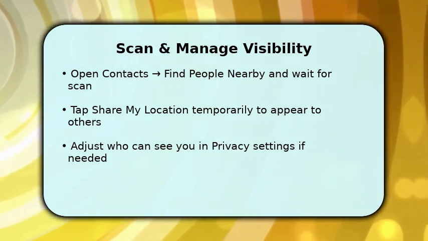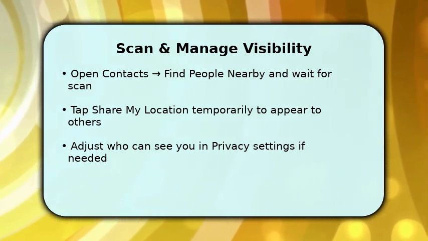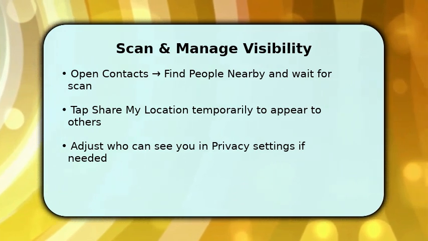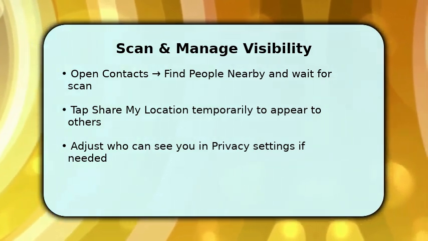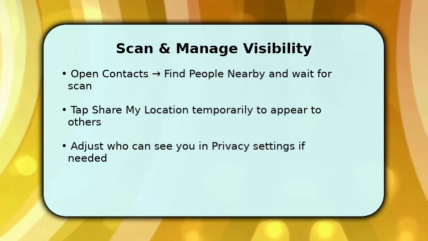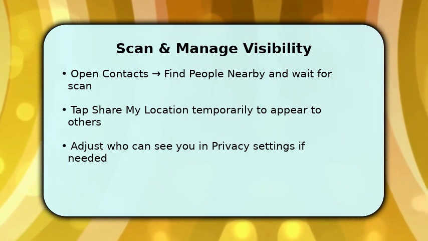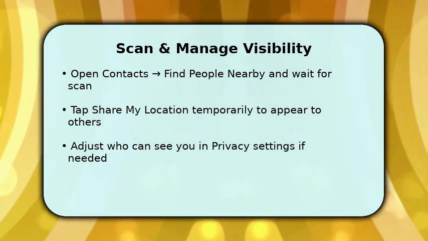If you want others to notice you, tap Share My Location for the session. This is temporary and stops when you exit. To control exposure, go to Settings, then Privacy and Security, then Phone Number, and Last Seen to limit visibility. This prevents random contacts from seeing sensitive info while still allowing discovery. Keep Bluetooth or Wi-Fi on to improve proximity.